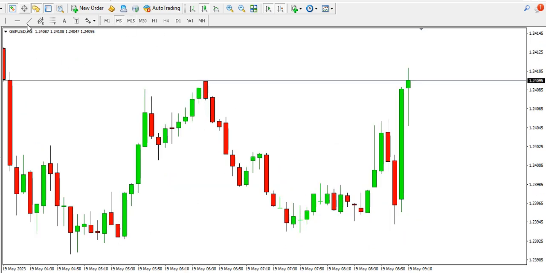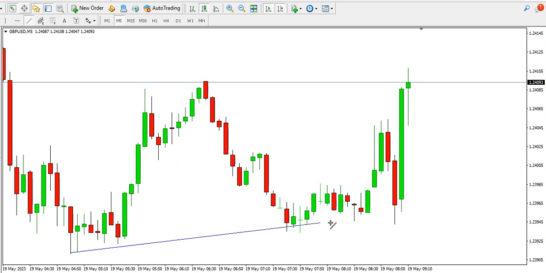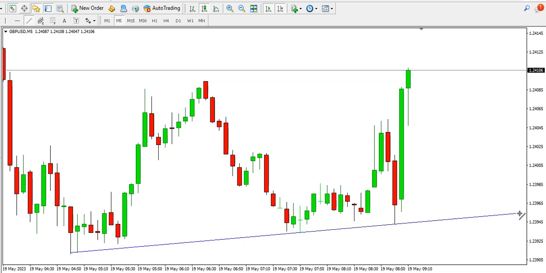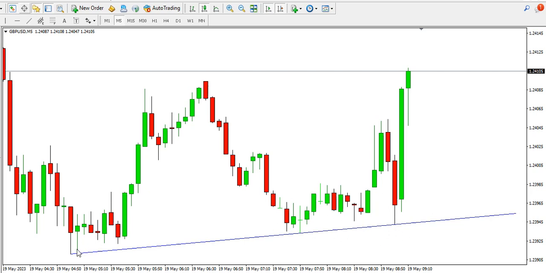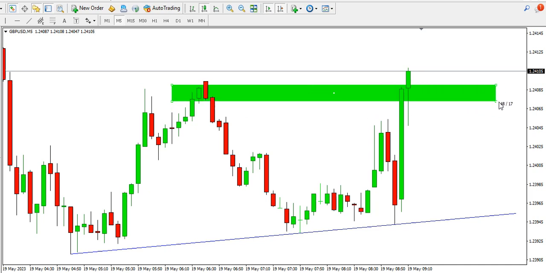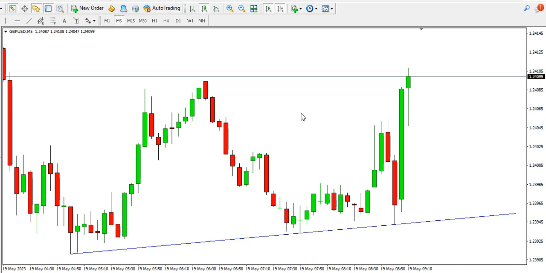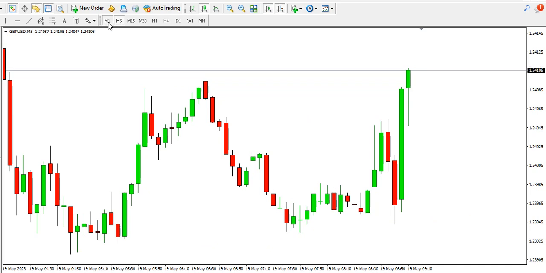Look at the buyers stepping in as much as we have a triple bottom. This particular side of the bottom is higher than this particular side, and then we can see a break of this particular structure around here. You can see a break of that structure. This structure just been broken. This other block just been broken. So that's that for GBP/USD on the 5 minutes time frame.